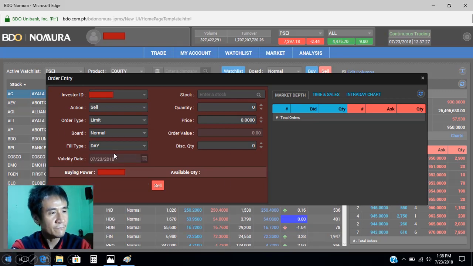Okay, then the stock, you have to type which symbol of the stock you are trying to sell, and the quantity, it should match again the board lot you are selecting here, and the price, you have to put the price, and you have to click after you review all. If it is okay, then you have to click sell. Okay.